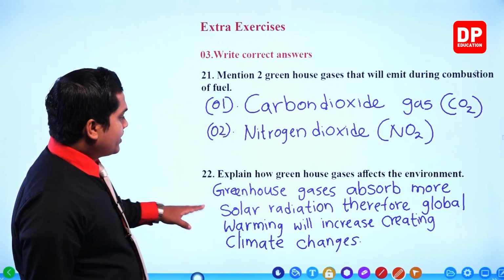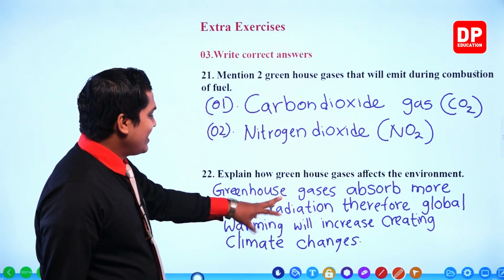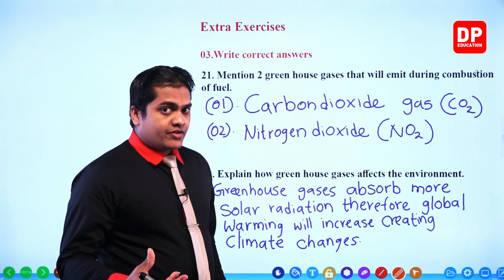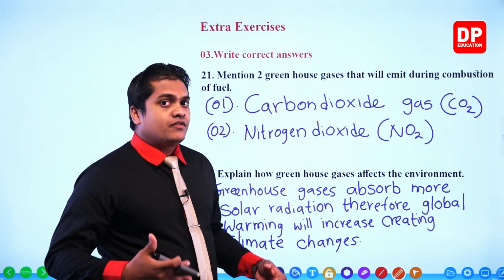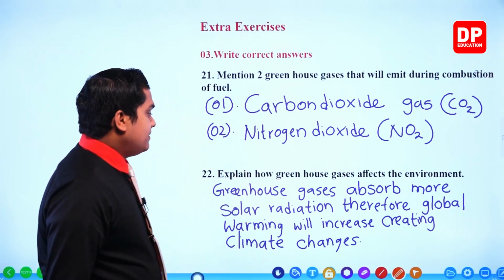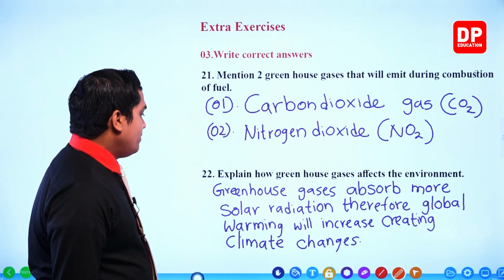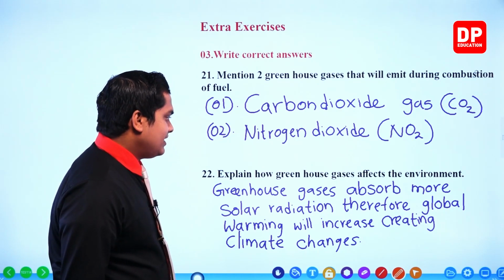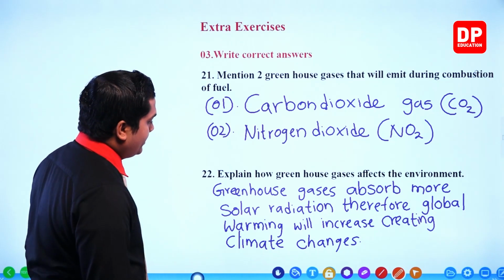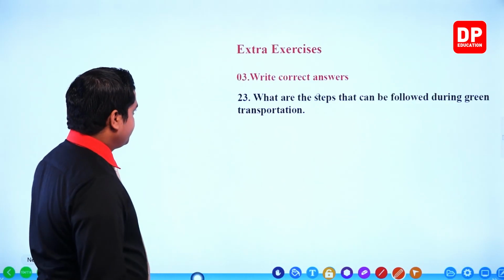Right? So greenhouse gases absorb more solar radiation. Solar radiation means the ultraviolet rays and other kinds of radiations. Okay? So greenhouse gases absorb more solar radiation. Therefore, global warming will increase, creating climate changes. Right? Okay, so let's head on to see the next question then.